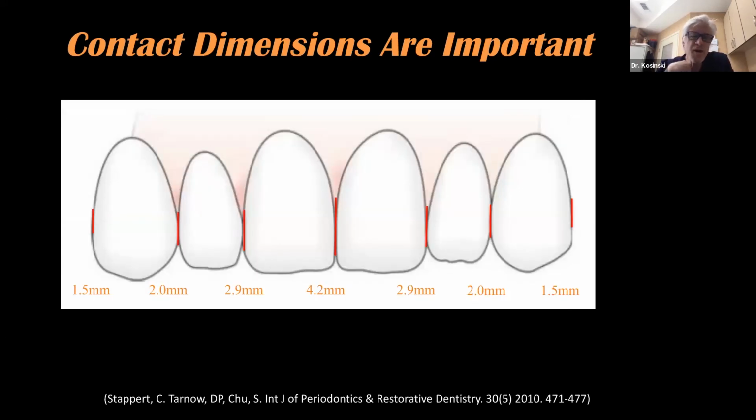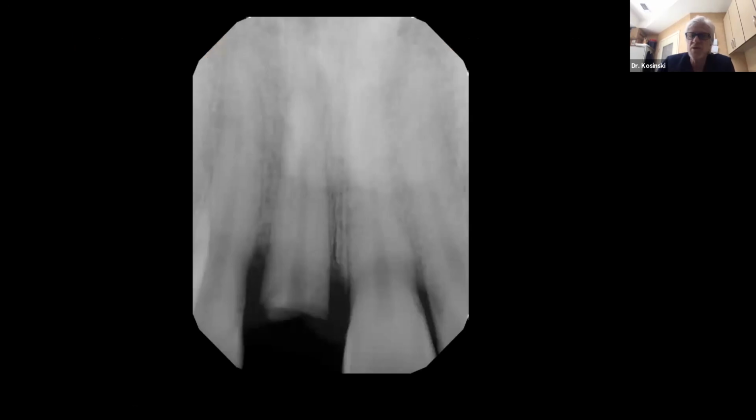Now, Dr. Tarnow is one of the leading educators in implant dentistry and just a brilliant mind, and he publishes a lot. I want you to look at this photograph as averages for contact dimensions, specifically between the 2 central incisors. I want us all to remember the number 4.2. That's very important. That's an average of what our contact point or contact area should be in an ideal situation: 4.2 millimeters.